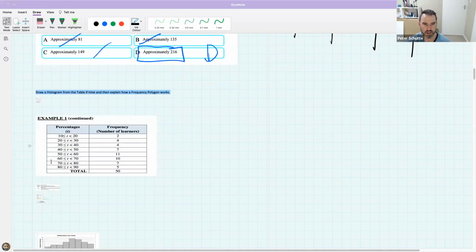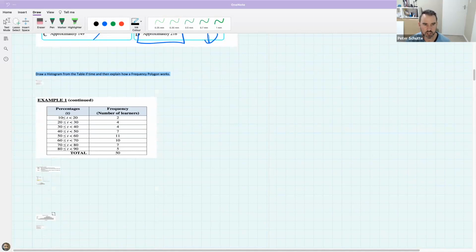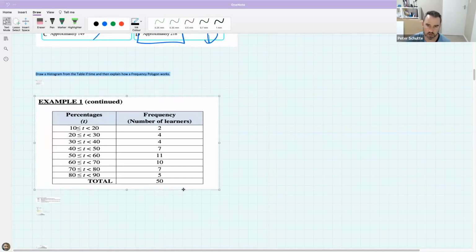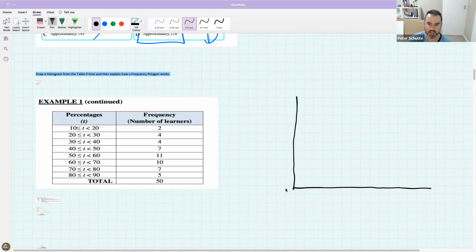Okay, now before we have a break, I want you guys to draw me a histogram using the information in this table. So a histogram will always have a vertical axis and a horizontal axis. I will give you the fact that I'm going to start at 0. So I'm going to go 0, 10, 20, 30, 40, up to 100.